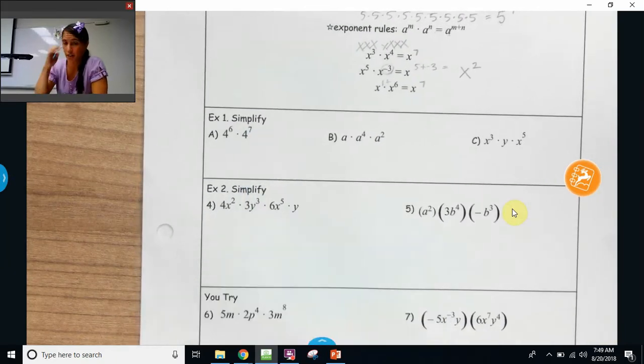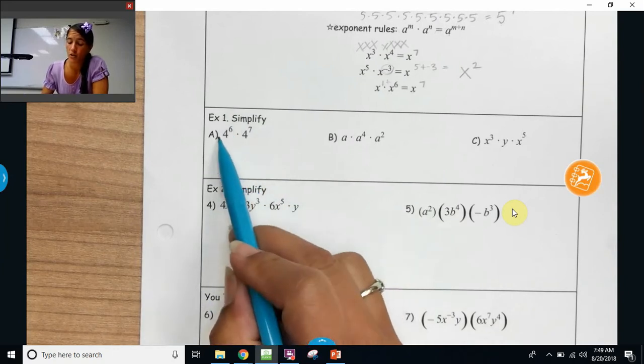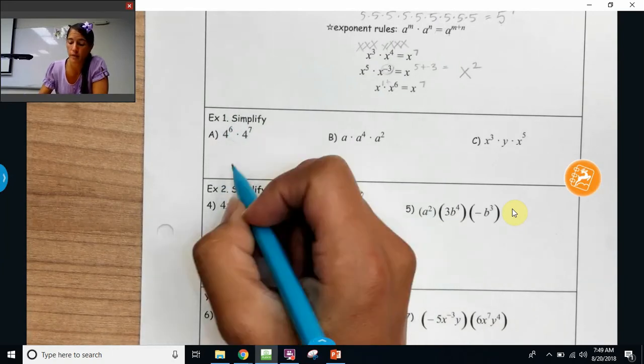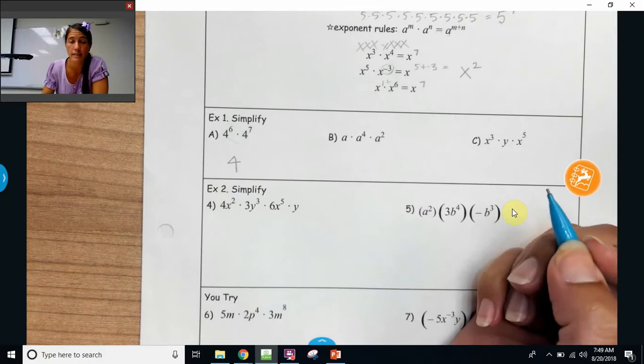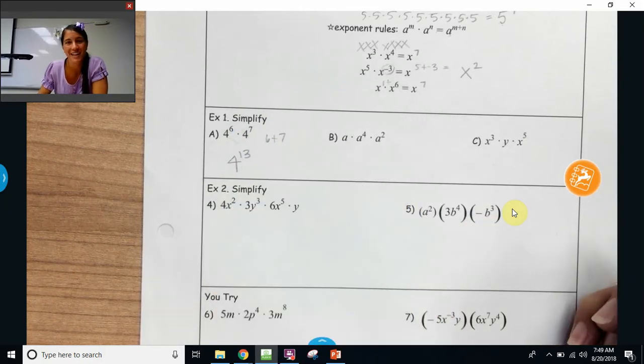Example 1, simplify. Our instructions are just to simplify. So we have 4 to the 6th times 4 to the 7th. Well, my bases are the same, so my answer is going to have 4 as a base, and then 6 plus 7 is 13, and there is my answer, 4 to the 13th power.